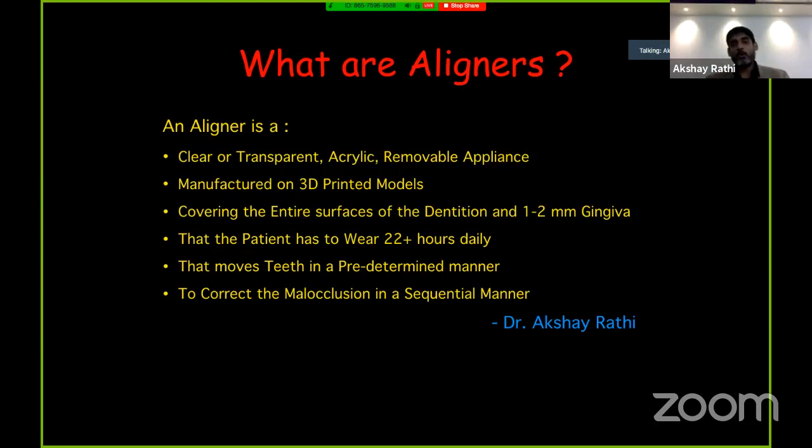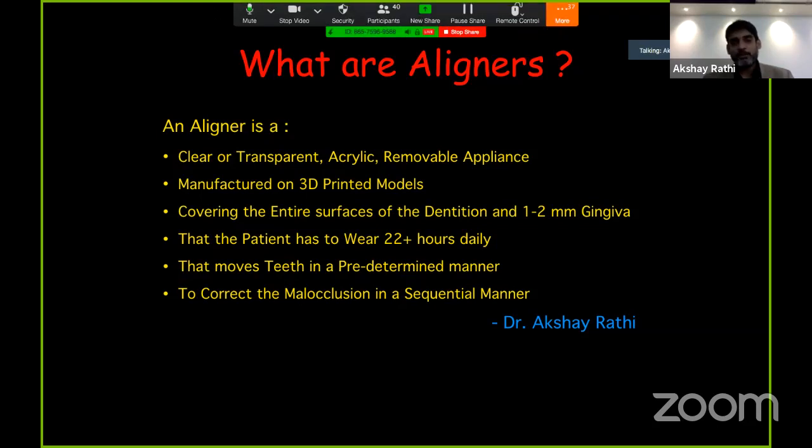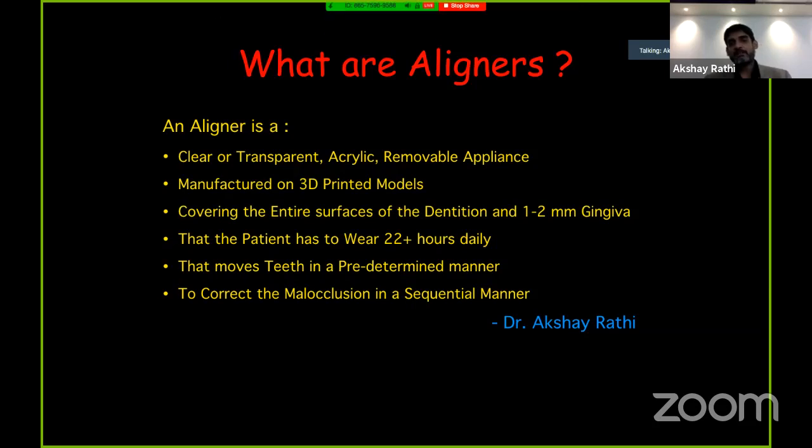Now let me go on first to the orthodontic aspect. The orthodontic aspect would be that you will be given, say, a set of 10 aligners. Now, how do these 10 aligners work? And where are these 10 aligners made? So let us dissect this definition of aligners.